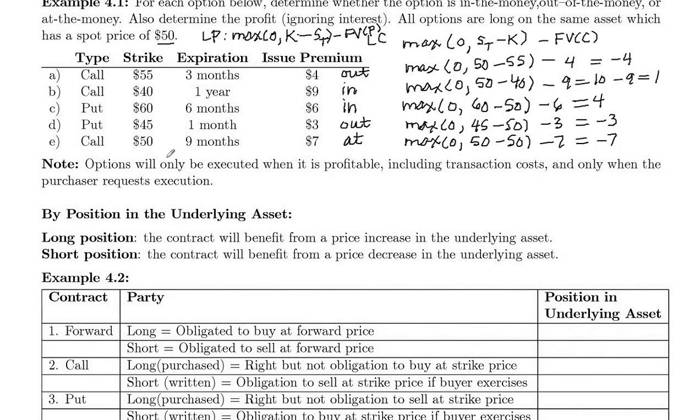Now, and I noted this as I was kind of talking through these, your options are only going to be executed when it's profitable, including transaction costs. And then only when the purchaser requests an execution. So if you own an option on stock and you want to execute your agreement, you have to electronically request that.